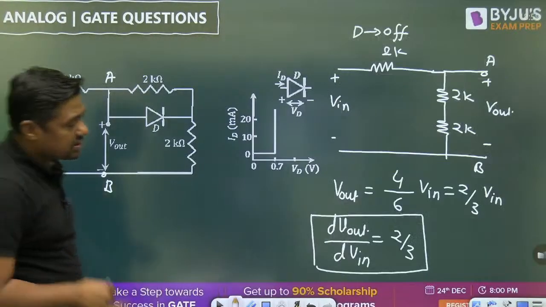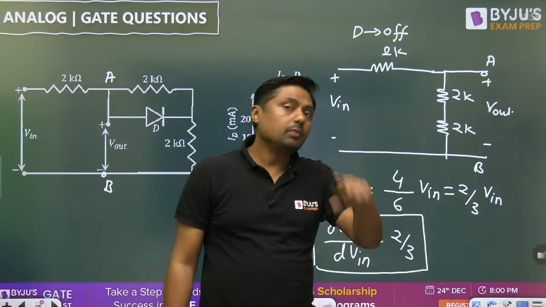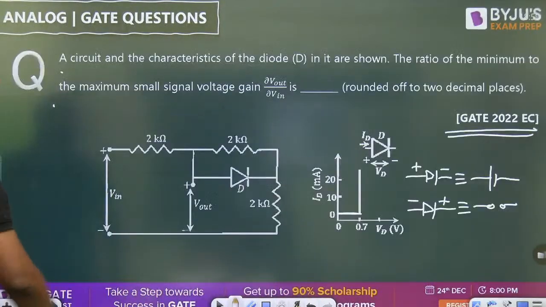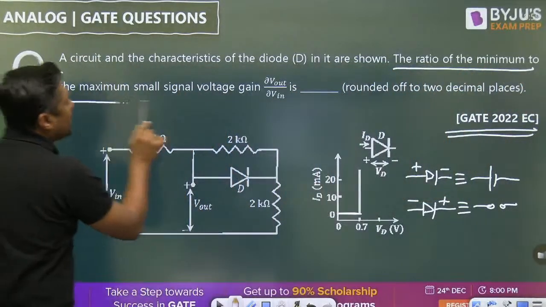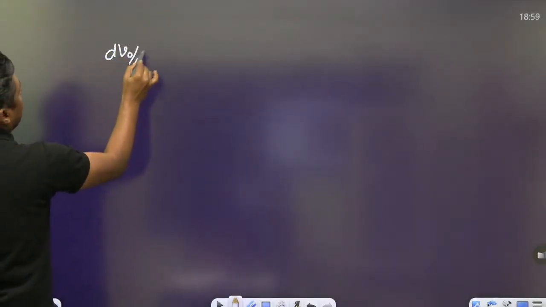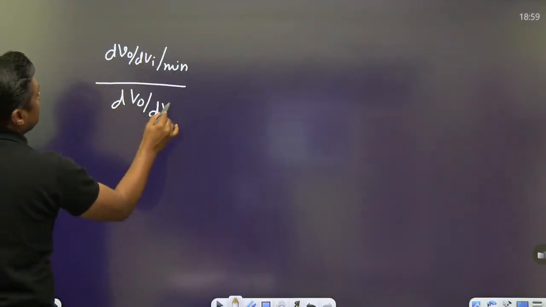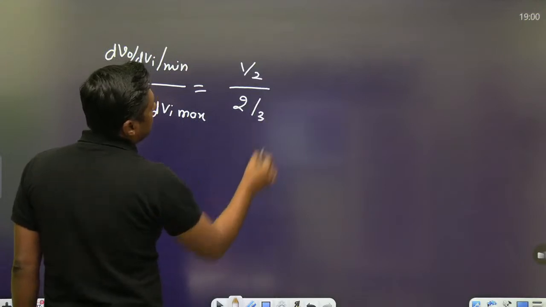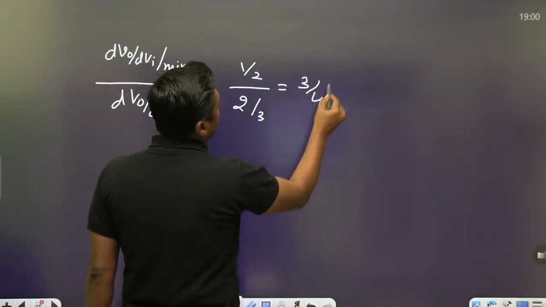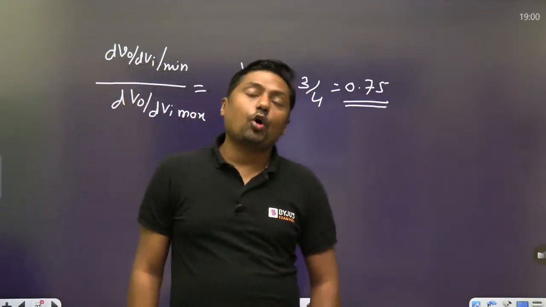And that is the gain in the first case. So, 2 by 3 is 0.667. It is greater than what? 1 by 2. And what is asked in the question? Ratio of minimum to maximum. So minimum to maximum means dV naught by dVi minimum over dV naught by dVi maximum. So, what is the minimum? 1 by 2. What is the maximum? 2 by 3. So, it will become 3 by 4. What is the 3 by 4? 0.75. 0.75 is the answer for this question.